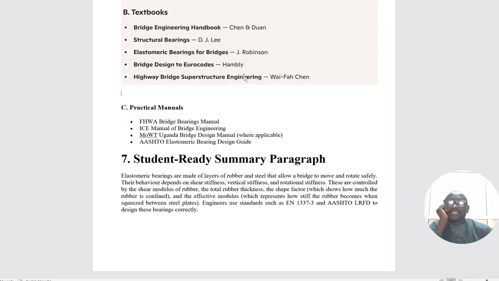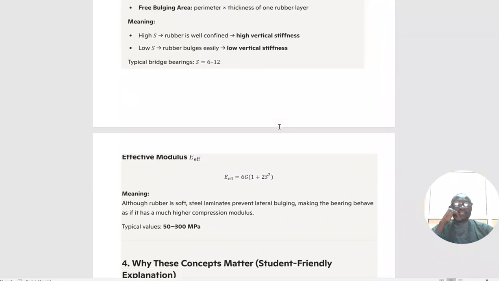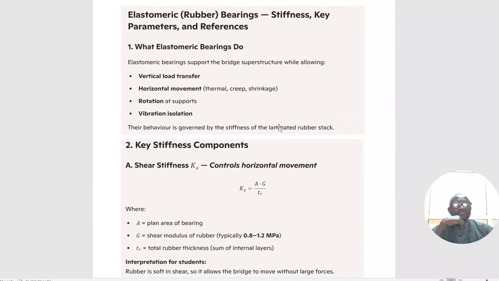So, ladies and gentlemen, this is a quick research I did, and I will leave the rest for you to read. I would have shared with you some photographs of some of the bearings we have already seen on site, but we shall do it another day. Thank you so much.